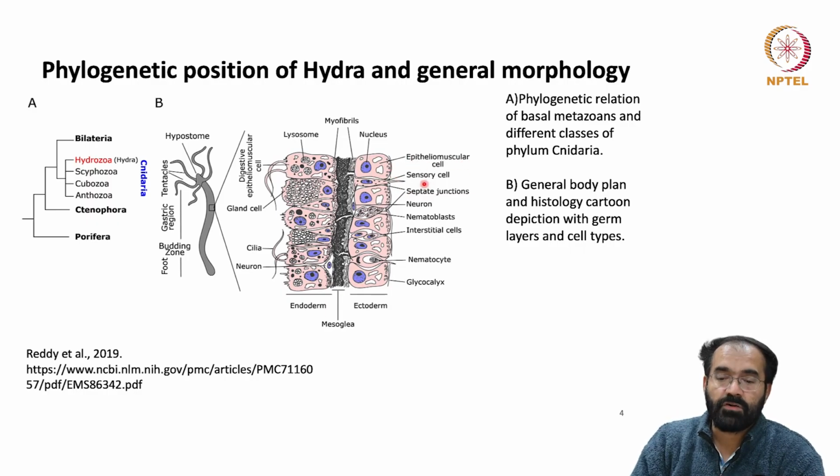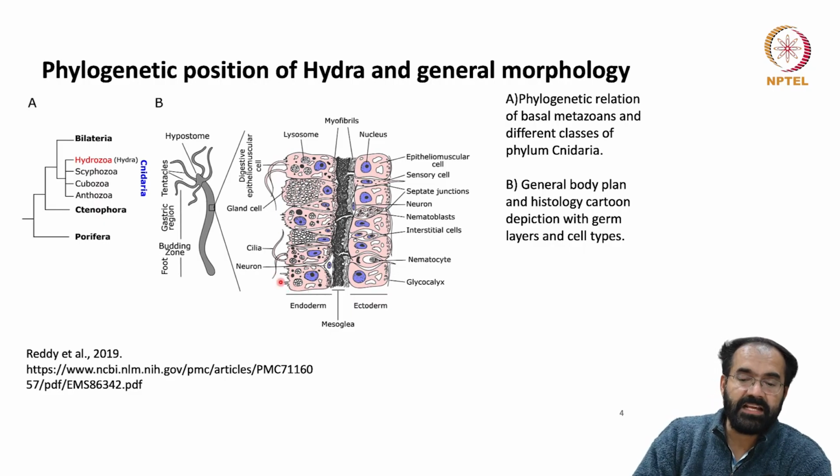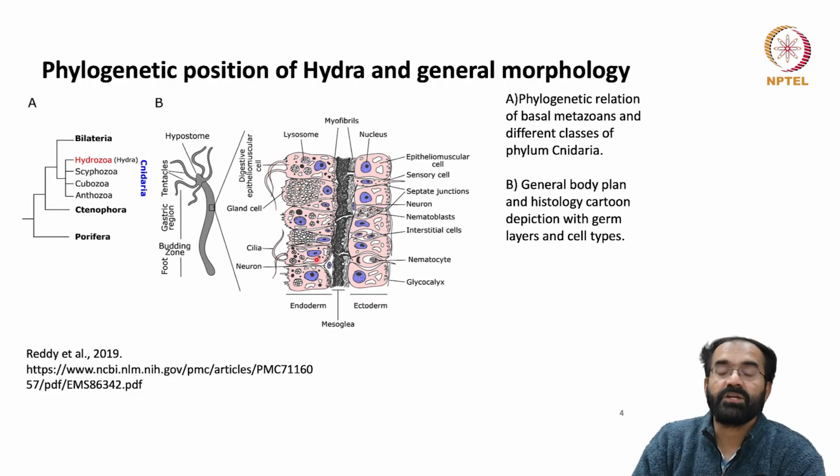epitheliomuscular cells, they have sensory cells, and they do have some dedicated septate junctions, and neurons are there, it can sense the environment, and also it has the nematoblasts and interstitial cells and nematocytes, which can produce these toxins, and glycocalyx, and inside it also has cilia and different secretory gland cells, because whatever food it is eating inside has to be digested by these secretions coming from the endoderm cells.